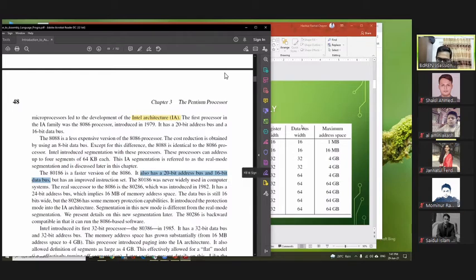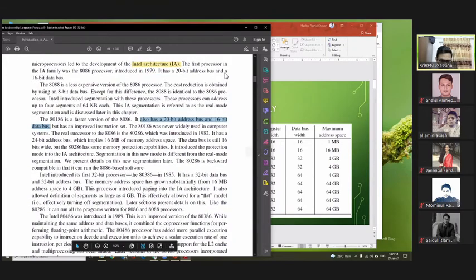So it says that the data bus is 16-bit. It's clearly written here, 16-bit, but the address bus is 20-bit. So that's why the maximum memory size we can use here is 1 megabyte. So that is one of the exceptions.